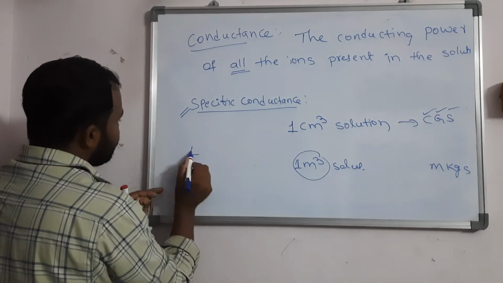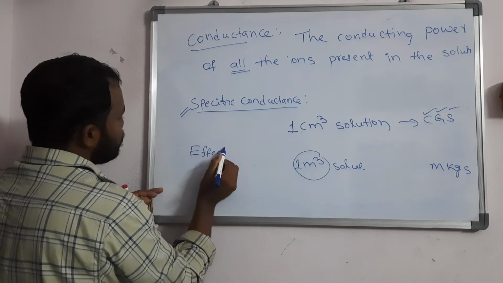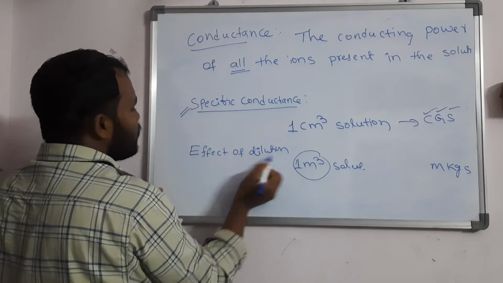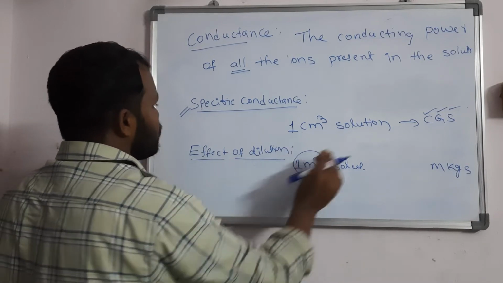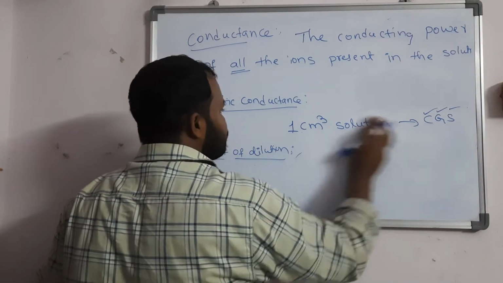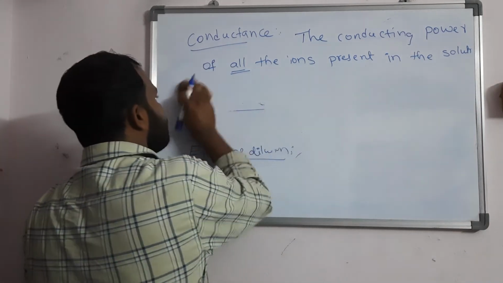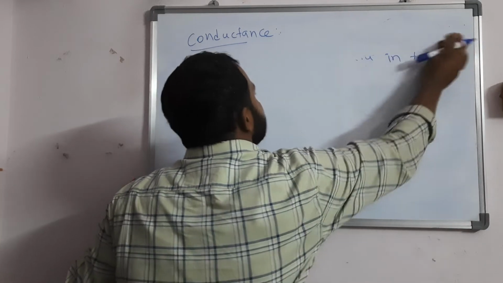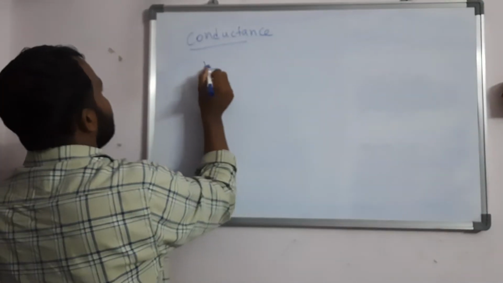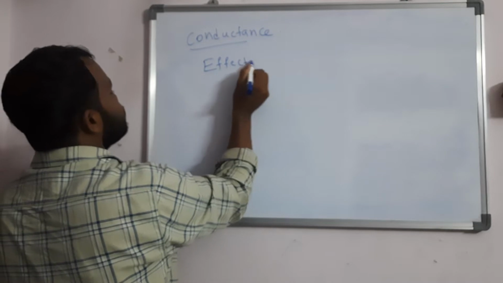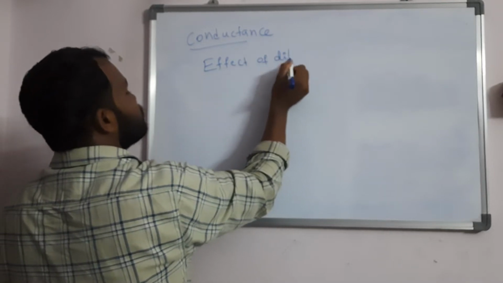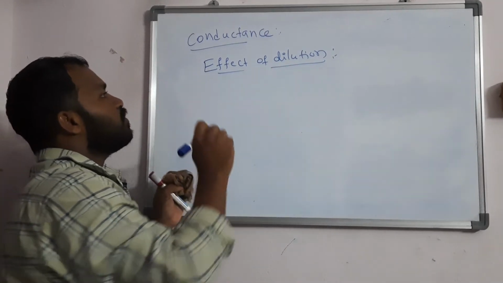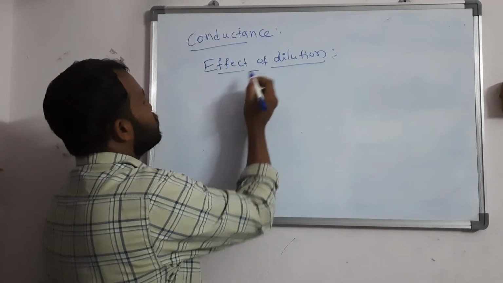Next, effect of dilution. What happens if dilution occurs? What happens to the conductance and specific conductance? We will see one by one. So now, effect of dilution means what happens upon dilution.